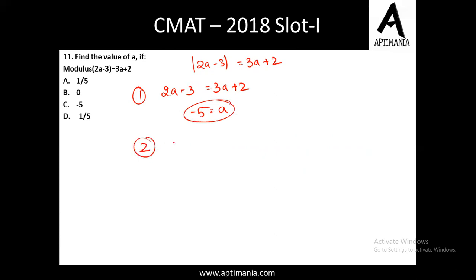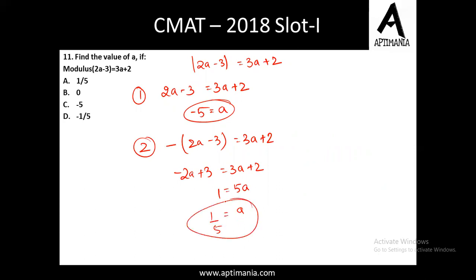And the second way is to put a negative sign outside the bracket and then open it. So this will be minus 2a plus 3 equal to 3a plus 2. I'll have 5a equals to 1, or a equals to 1 by 5. So we have got two different values of a, as minus 5 and 1 by 5. Now we need to figure out which value is correct and which is not, right?